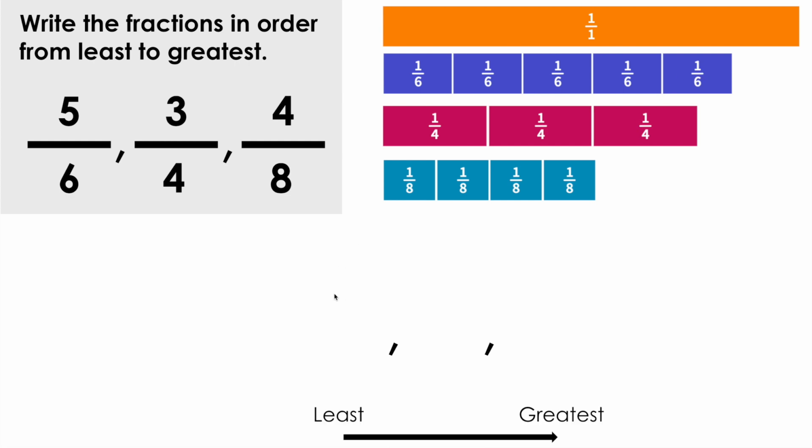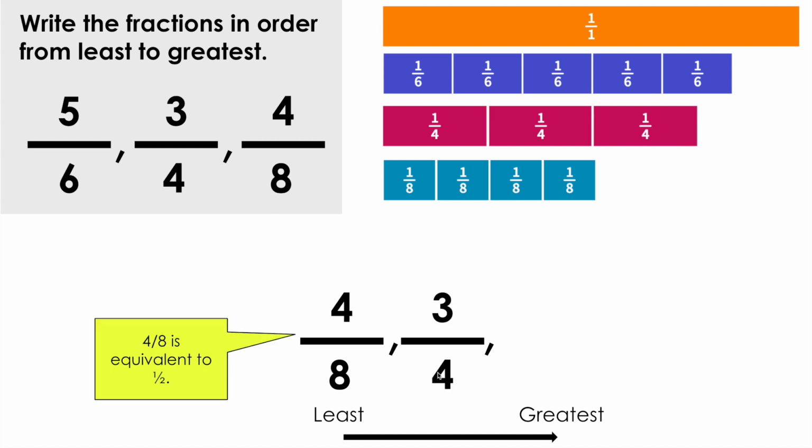So we will start by writing 4 eighths for the least fraction, and now we can think about 3 fourths and 5 sixths. We know 3 fourths is greater than a half because we would only need 2 fourths to be at a half, and we have 1 extra fourth. So next we will write 3 fourths, and 3 fourths is greater than half because 2 fourths is already half.